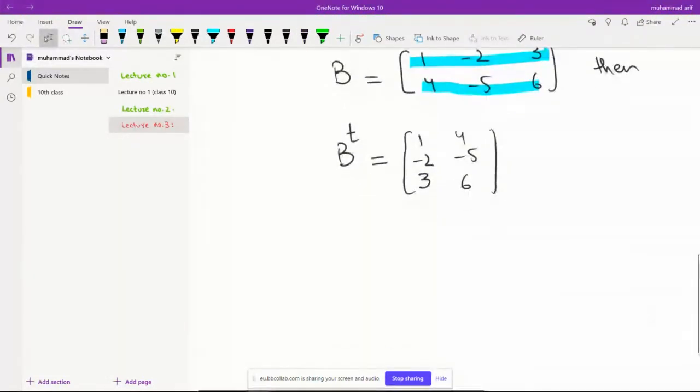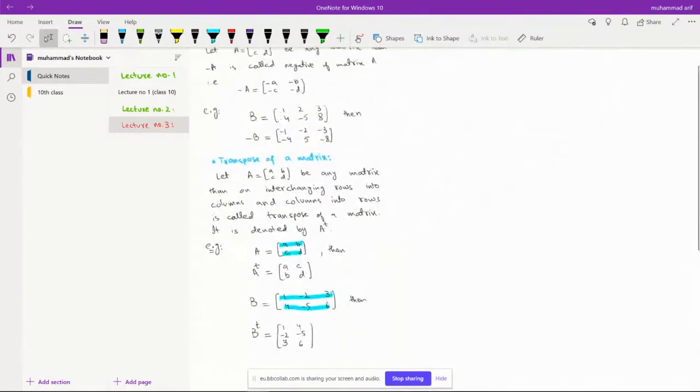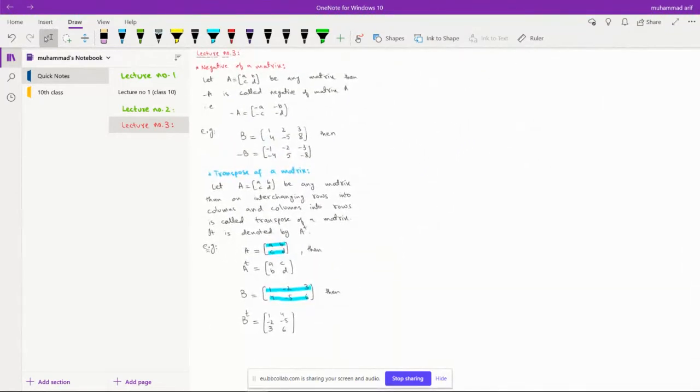Is there any confusion? Please raise your hand. Is there any confusion in a negative of a matrix or a transpose of a matrix? Raise your hand. No, sir. I understood everything, sir.